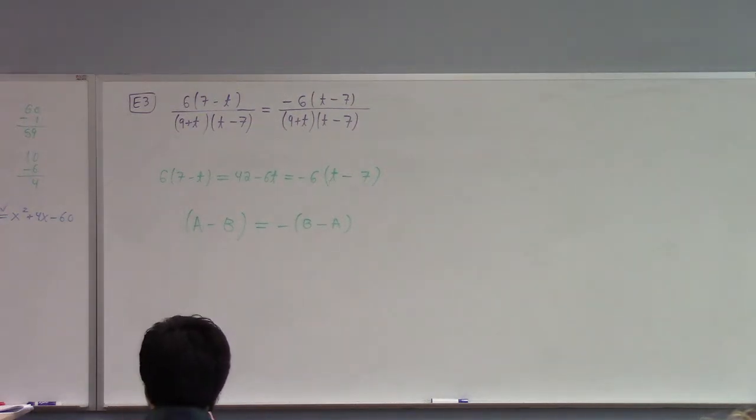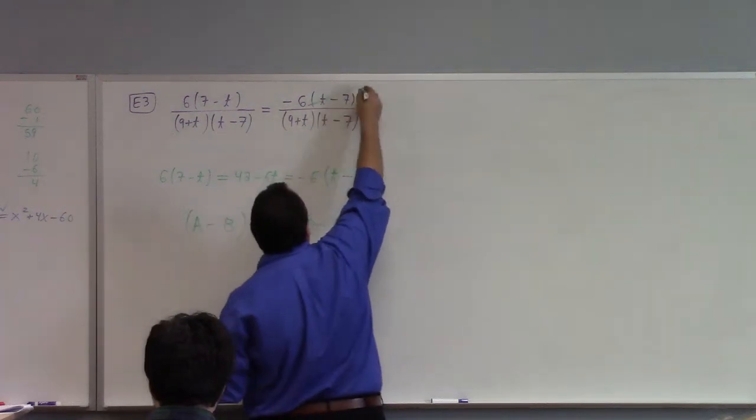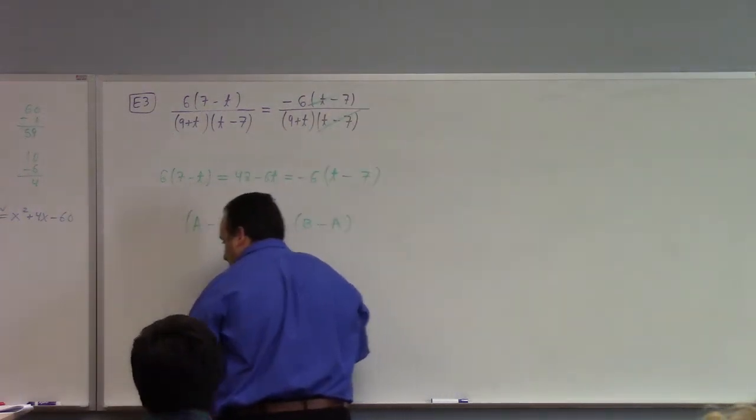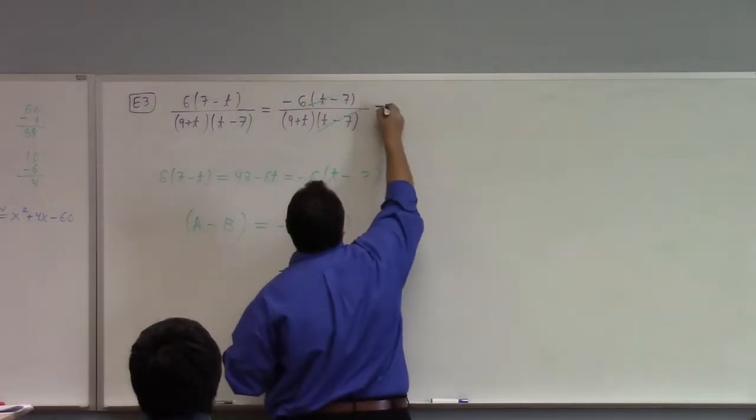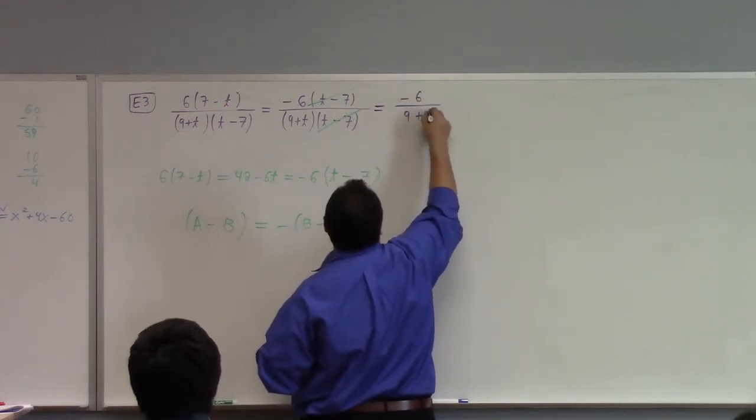Now, why did I do that? The reason I did that was to make it match the thing in the denominator, right? Yeah, we can cancel them, like so. And what do we got? Minus 6 over 9 plus t.